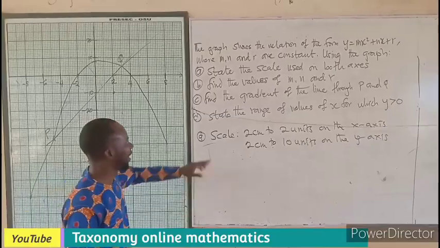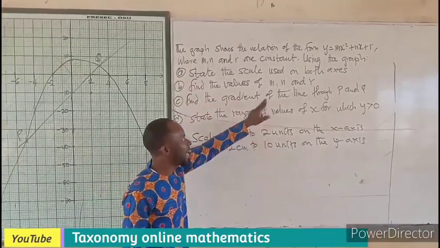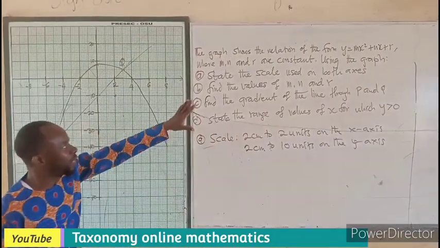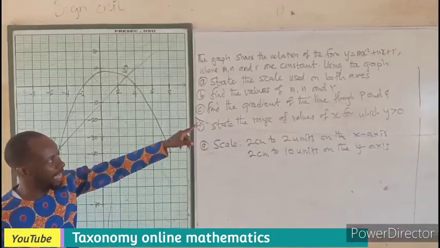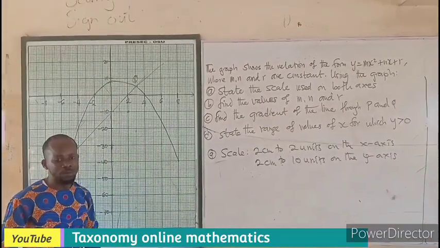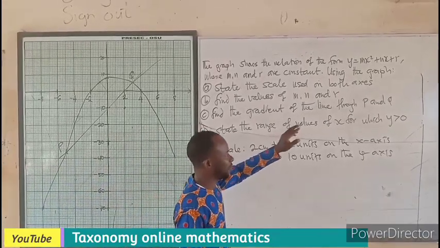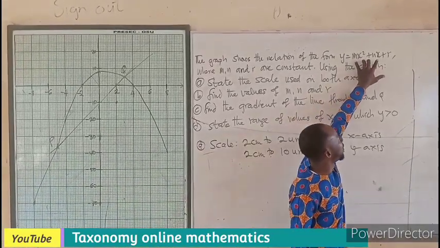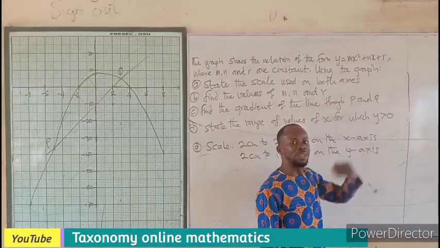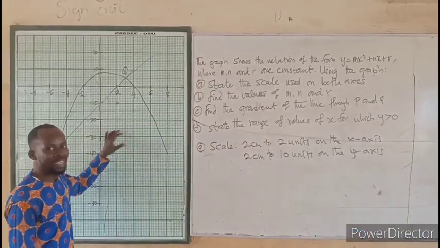So we need to check number 2. Find the values of m, n, and r. What are the coefficients of our x squared, our x, and the constant term that give us a graph looking this way? We need to know the solution of the graph. If you solve this equation, we are going to get values of x, which is the solution of the graph. We can get that also on the graph.